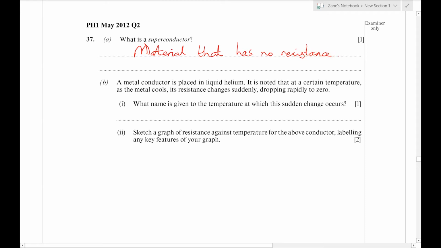In the next part of the question, we're told that a metal conductor is placed in liquid helium, and it's noted that at a certain temperature, as the metal cools, its resistance changes suddenly, dropping rapidly to zero. What name is given to the temperature at which the sudden change occurs? Well, we can call it either the superconducting transition temperature, or we could call it the critical temperature. Either one of those is fine.